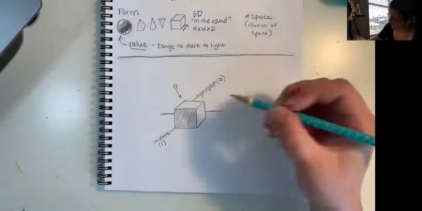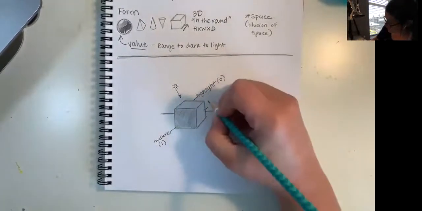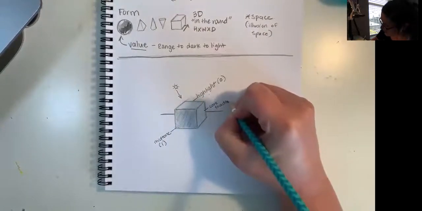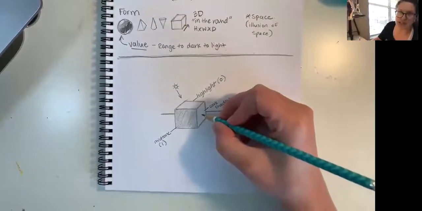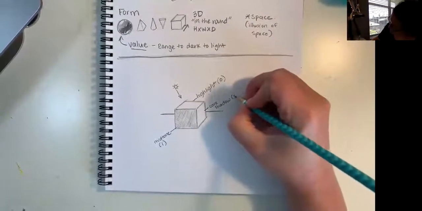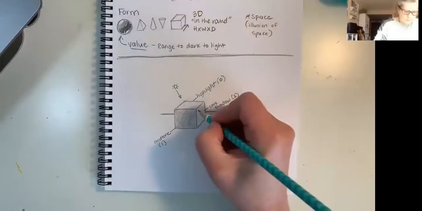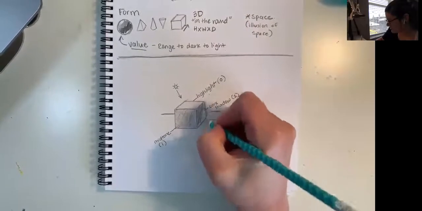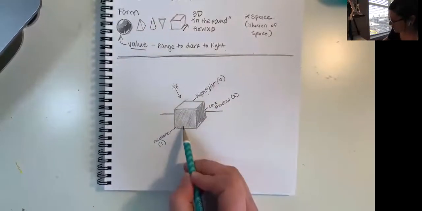So then as we move here, this is what's referred to as your core shadow. On the actual object itself, it's the darkest part. So we'll call this number 2. And I'm just going to press a little bit harder pressure-wise with my pencil, so it's a little bit darker than my mid-tone.